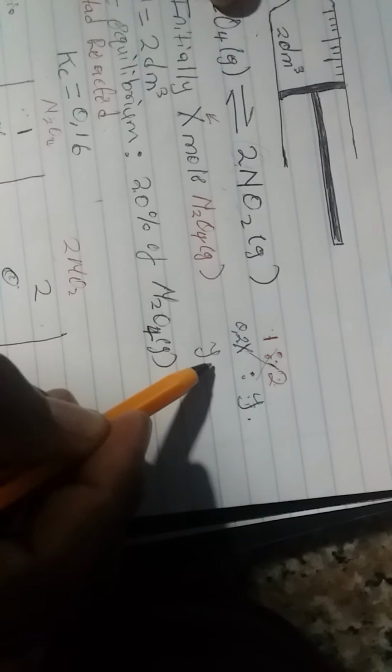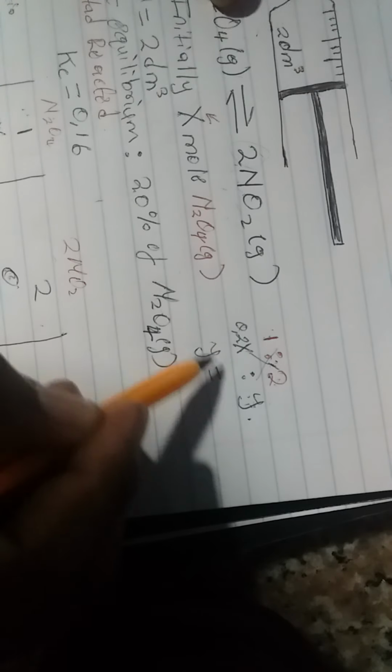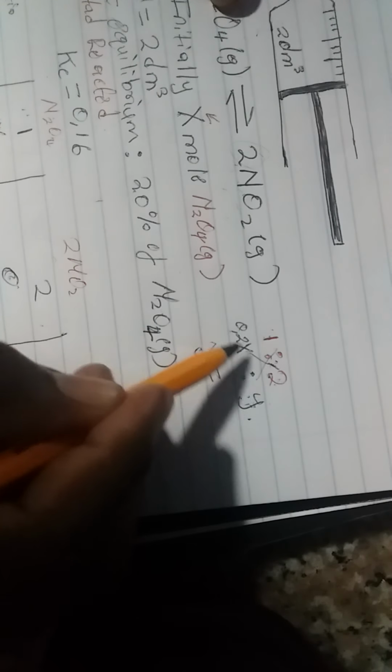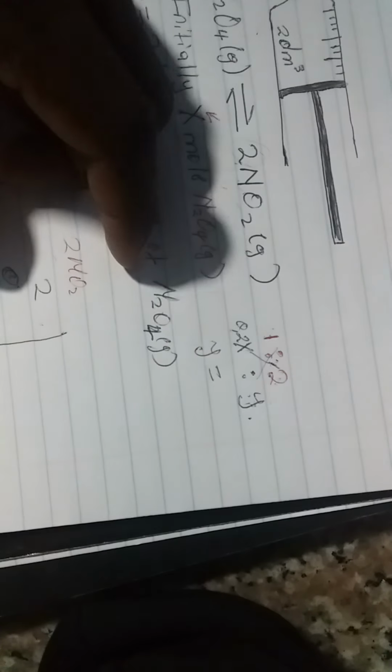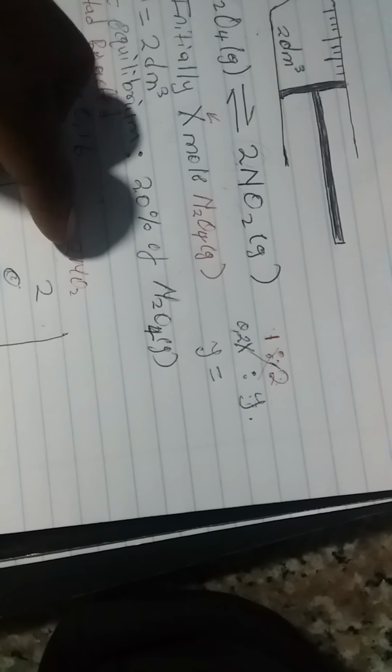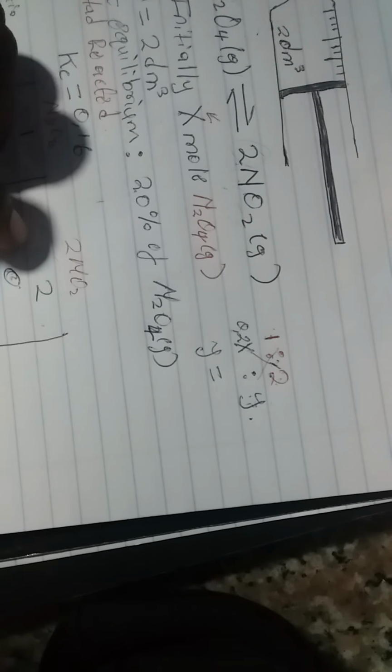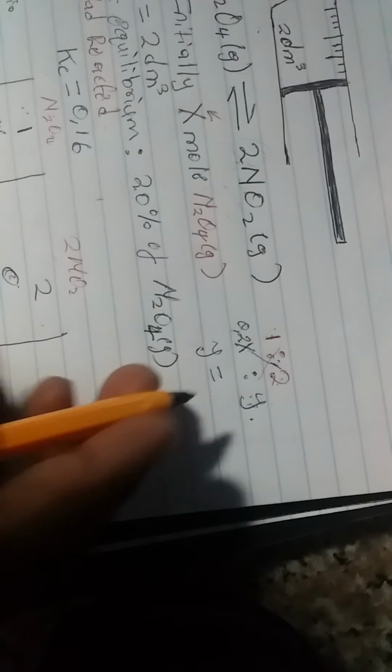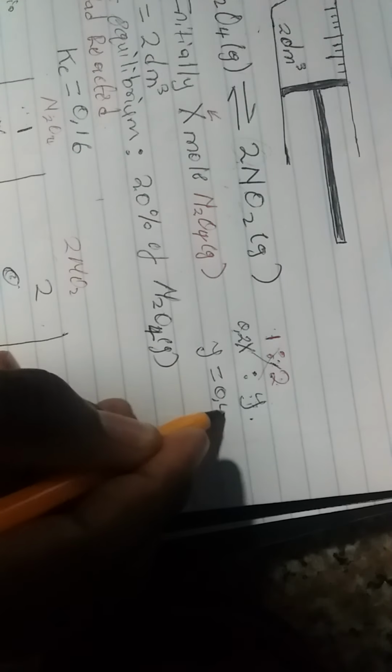y. 1 times y is 1. So 0.2 multiplied by 2. So you can punch your calculator there and see what you get. 0.2 multiplied by 2 is 0.4. So it's 0.4x.